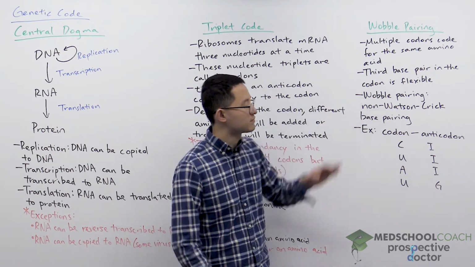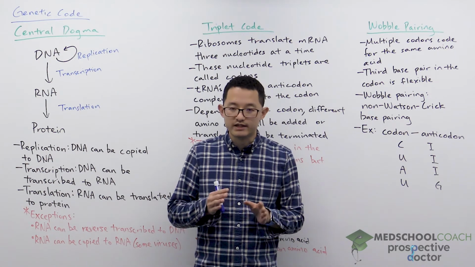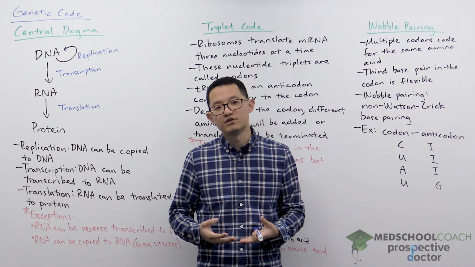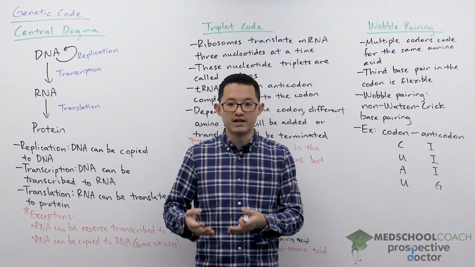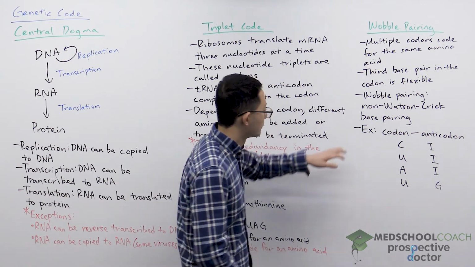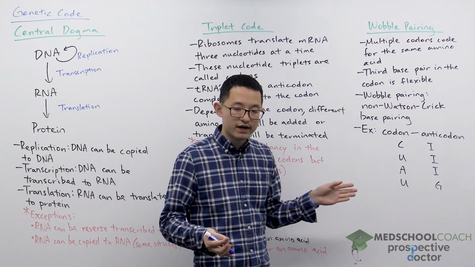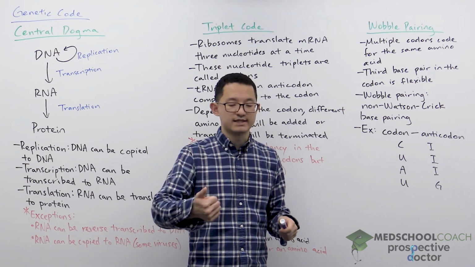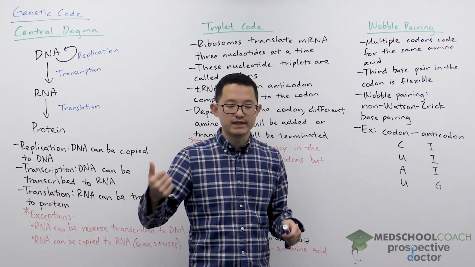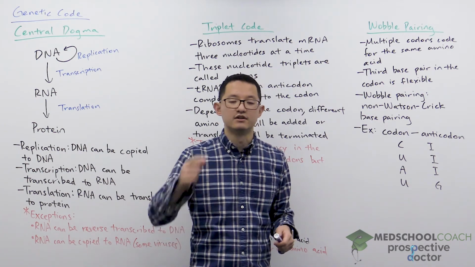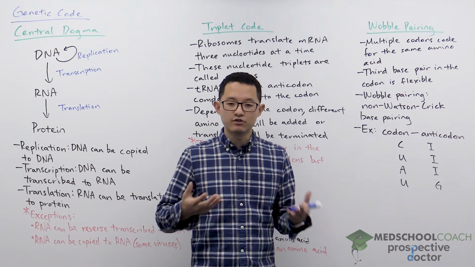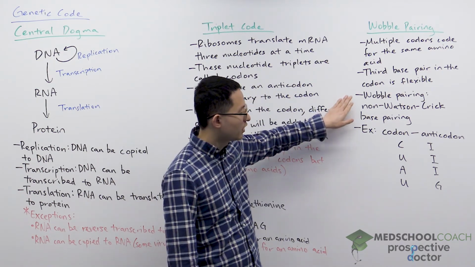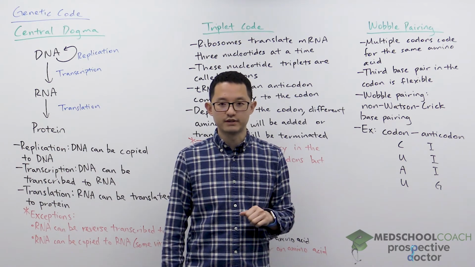But the third base pair in the codon is flexible, which means it can at times bind to more than one base pair. And when you're binding to more than one base pair, then you're not following Watson-Crick base pairs, which is cytosine has to bind to guanine and adenine has to bind to uracil. So since you're having additional base pairs, that's what wobble pairing refers to, non-Watson-Crick base pairing.